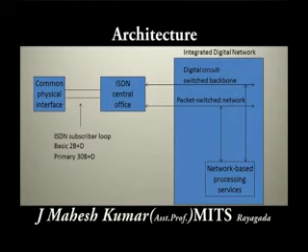It consists of a common physical interface, the ISDN central office, to the digital circuit switched backbone and packet switched network, which are further connected to network-based processing services. It consists of the ISDN subscriber loop, basic channel 2B plus D, and primary channel 30B plus D.